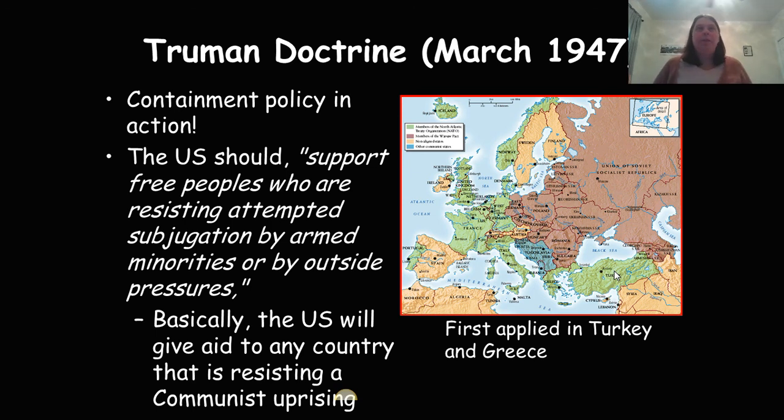But it is the first time that you see an official statement of U.S. foreign policy that's containment-based, not just internal within the U.S. government, like the Long Telegram was. So that's the Truman Doctrine.